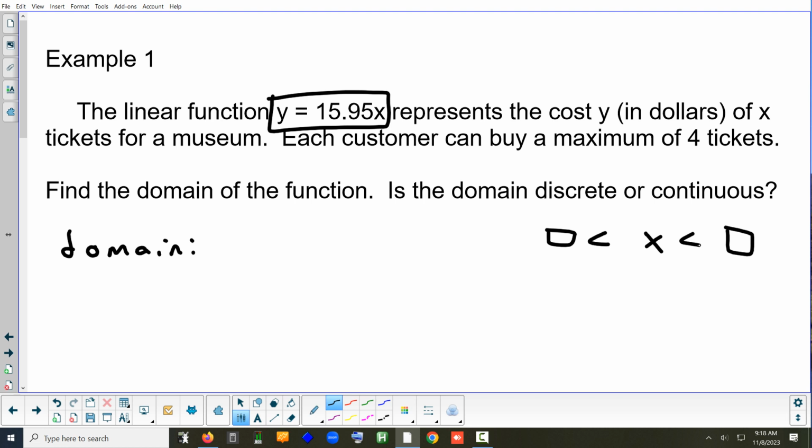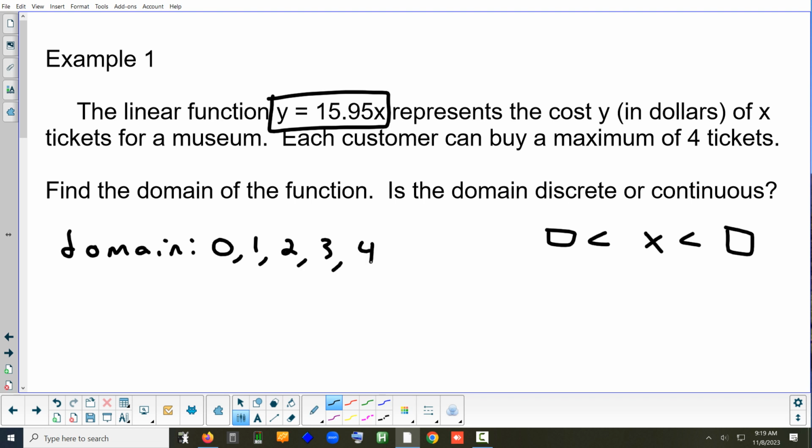All right, so let's write down the domain. What's one amount of tickets that we could choose to buy? Yeah, you could choose to buy 0. So technically 0, that's in the domain. What's another amount of tickets that we could choose? 1. Another amount? 2. Okay, and then 3. 4. Any other amounts? No.